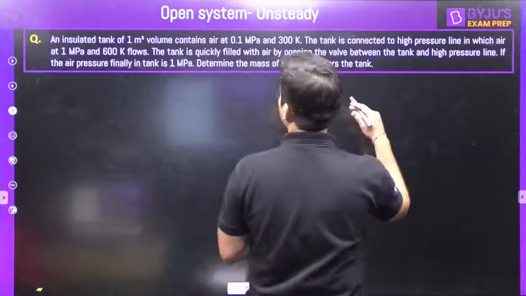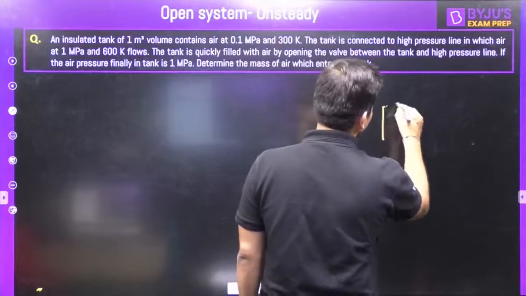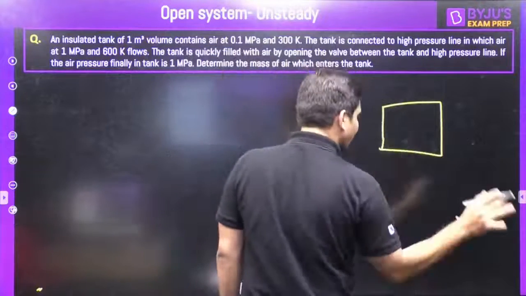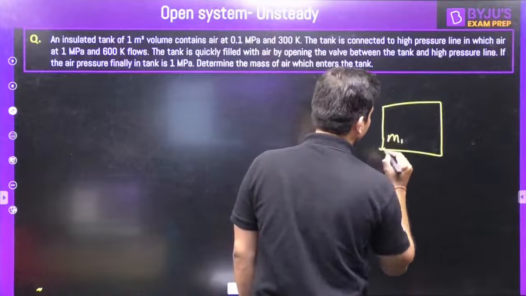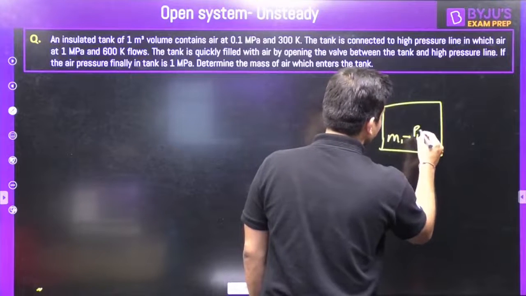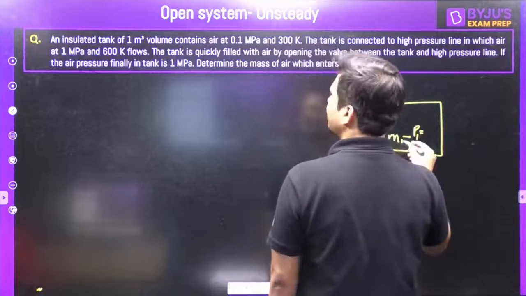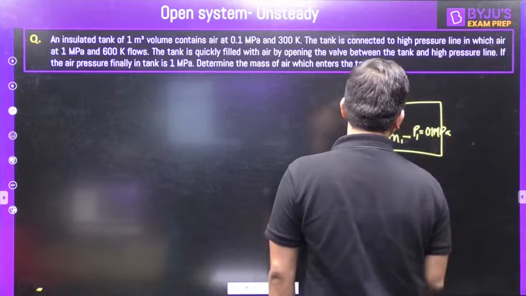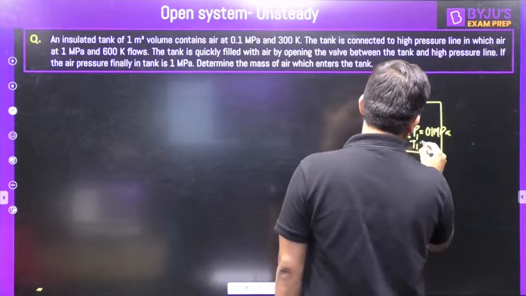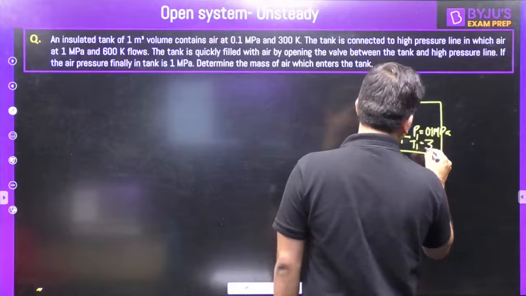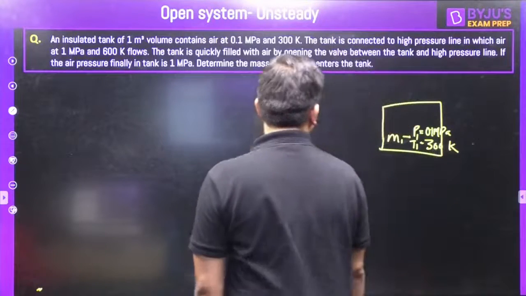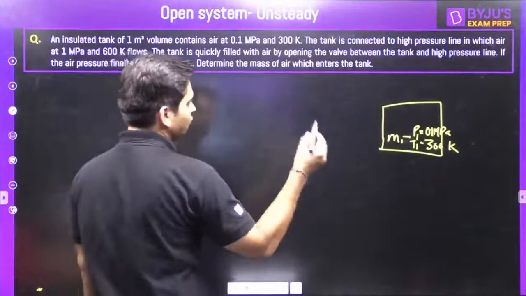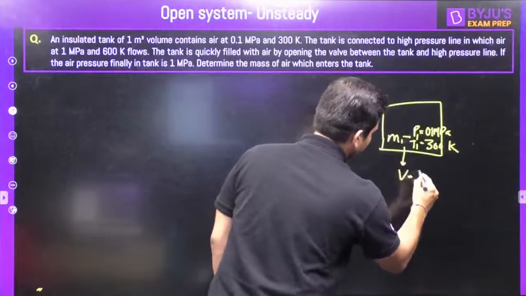Okay, so basically we have an insulated tank, and it has some air. It has already some air. That means it has some mass m1, and the initial pressure is 0.1 megapascal. And the initial temperature T1 is equal to 300 Kelvin. Now its volume is fixed. Volume is 1 meter cube.